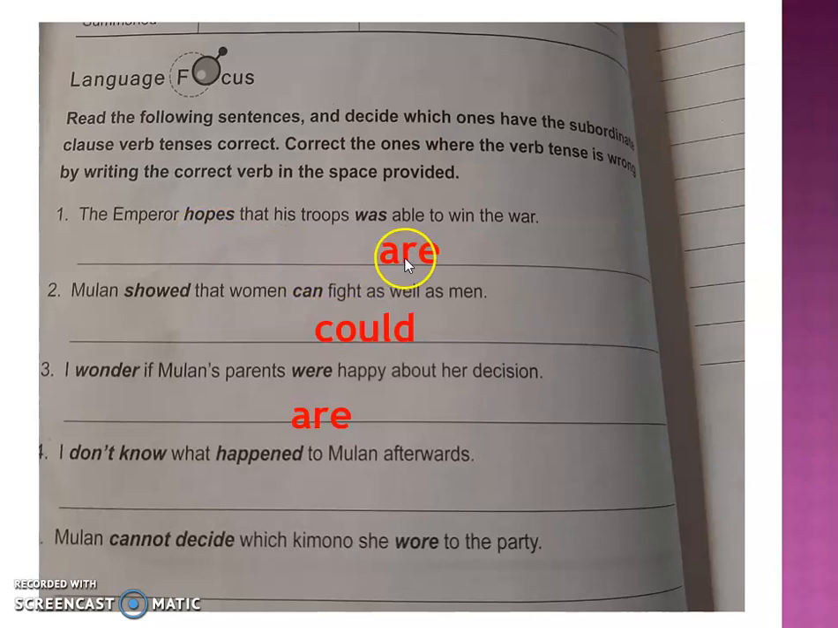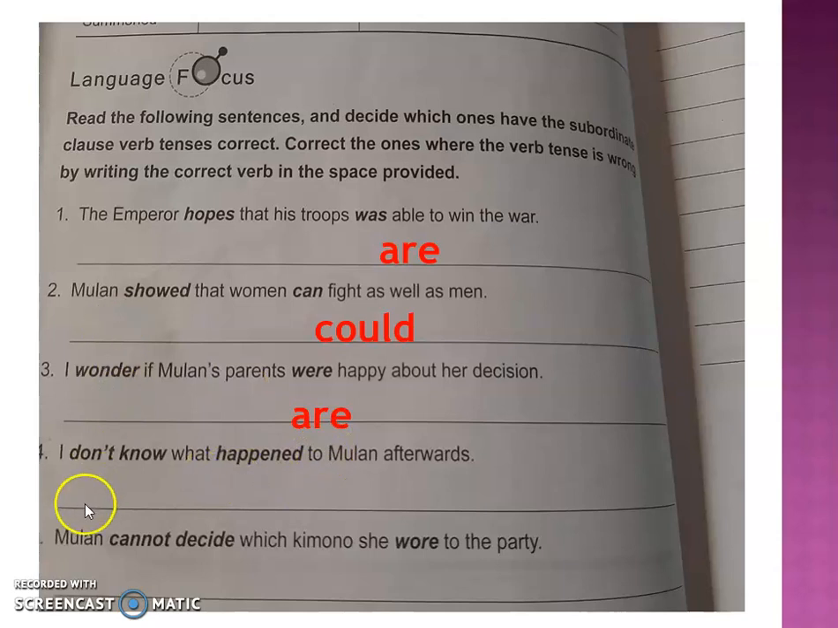So hopes and are. The second one, showed, it's in the past. So the second one, can, should be in the past. Could. Wonder is in the present because you have I, so you don't put anything. Wonder. The second one, do I put where? Where is in the past? No, I put are. Parents are.